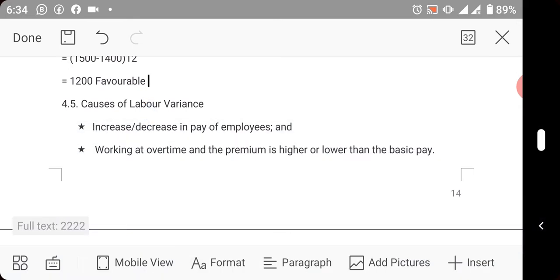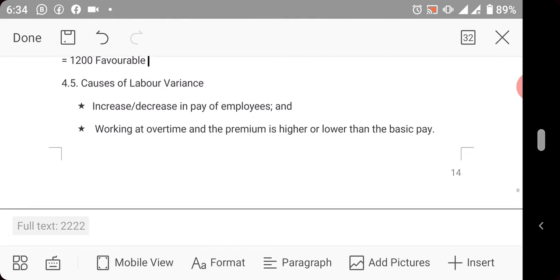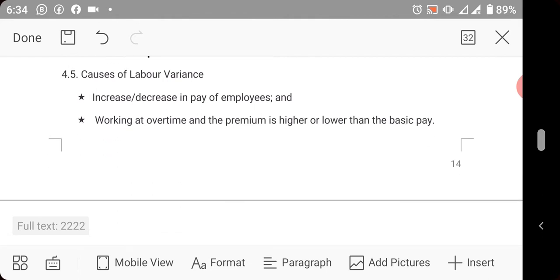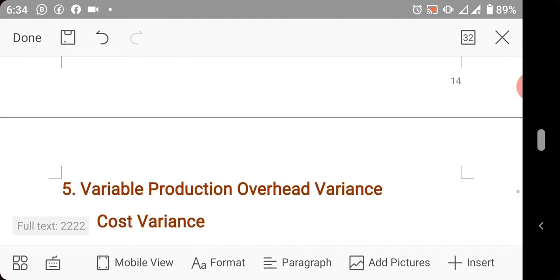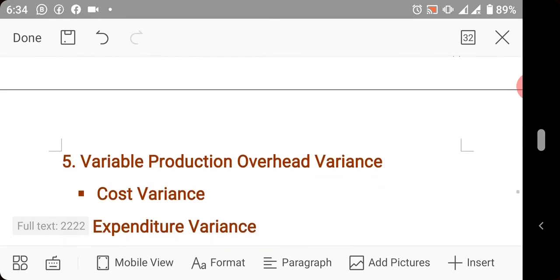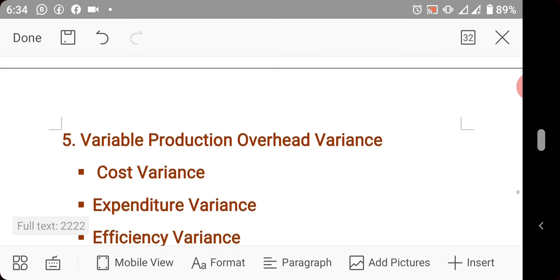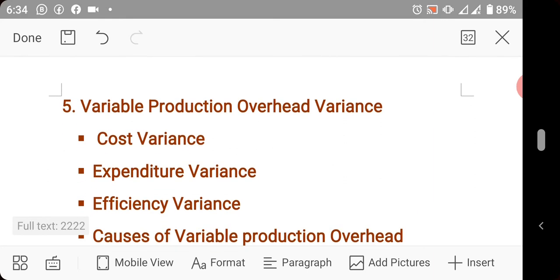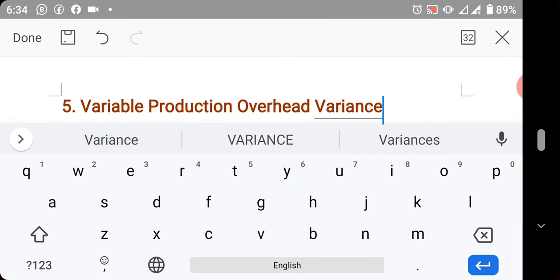You understand? So with this, we now look at causes of labor variances. Decrease or increase in pay, working overtime, and many other things could lead to this. So that is that for labor variances. Please read the notes and digest it. So we'll now look at variable production overhead.